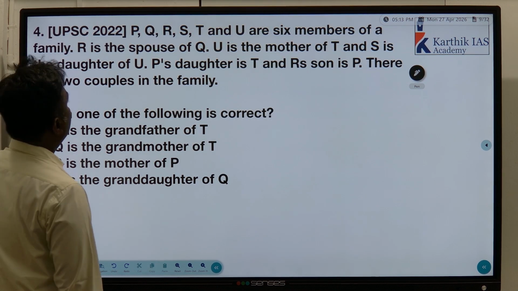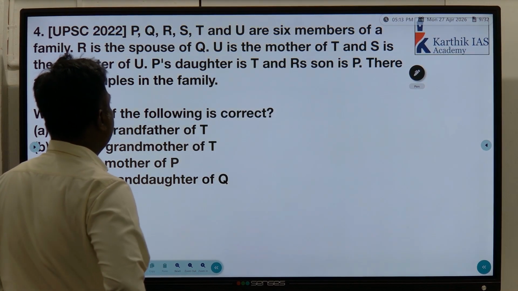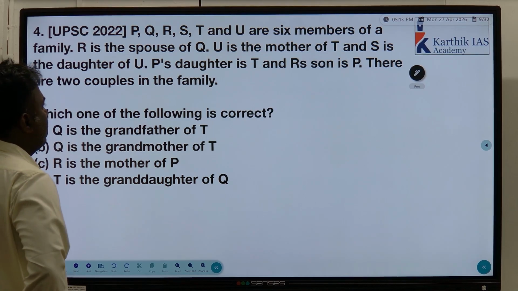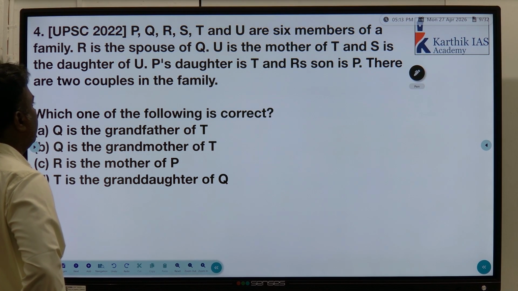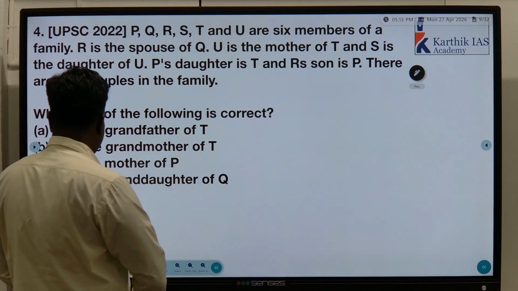Now, P, Q, R, S, T, U are six members of a family. R is the spouse of Q, 2022 question. U is the mother of T and S is the daughter of U. P's daughter is T and R's son is P. There are two couples in the family.